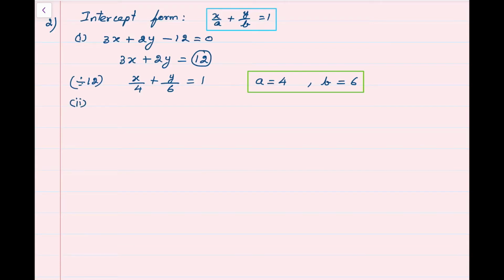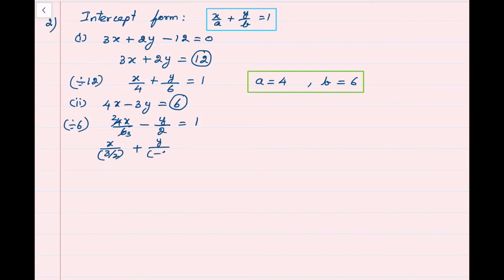Second subdivision, the given equation is 4x - 3y = 6. We will get 1 here by dividing the equation by 6. 4x divided by 6 minus y divided by 2 is equal to 1, which can be written as x divided by 3 divided by 2 plus y divided by minus 2. We can say that the x-intercept a is 3 divided by 2 and the y-intercept b is minus 2.